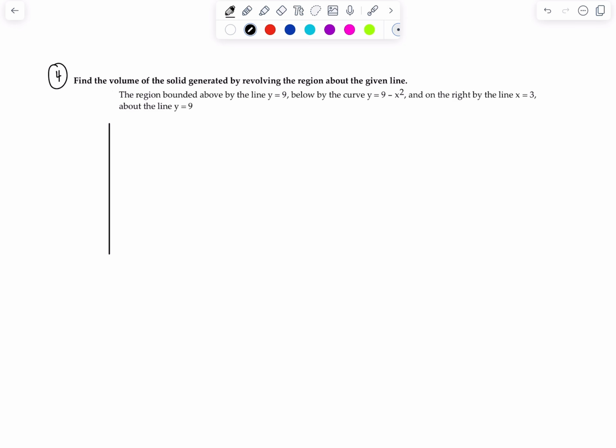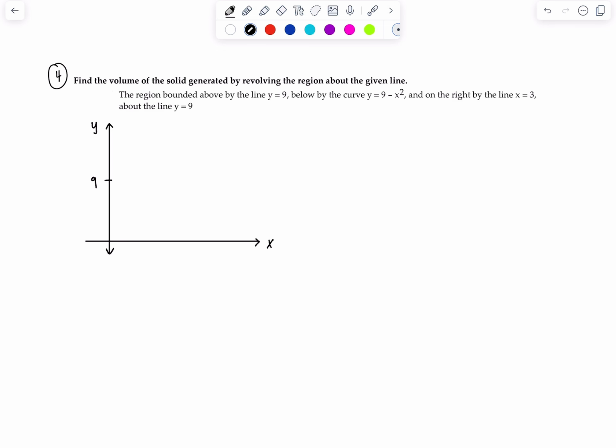Below by the curve, y equals 9 minus x squared. Do you know what that looks like? 9 minus x squared, that's a parabola opening downward. And then we're spinning all of this around y equals 9. So I'm just going to stay up here in quadrant 1. I'm going to say this is the line y equals 9.